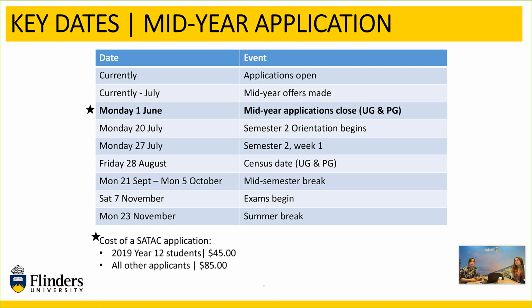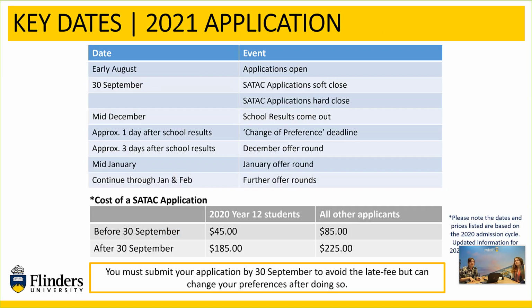Semester 2 will start at the end of July and then goes through until November, when break starts on the 23rd of November. And the cost for a Year 12 student from 2019 is $45, but for all other applicants, it's $85 for an application here.